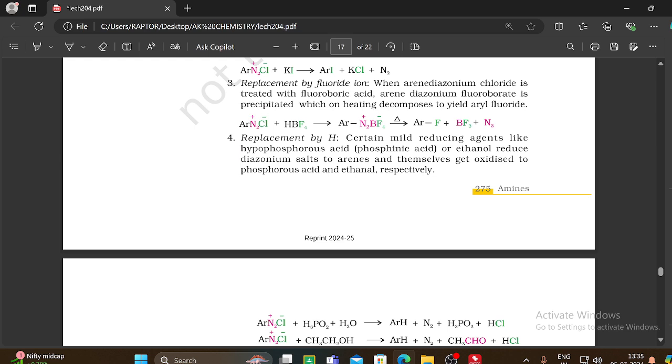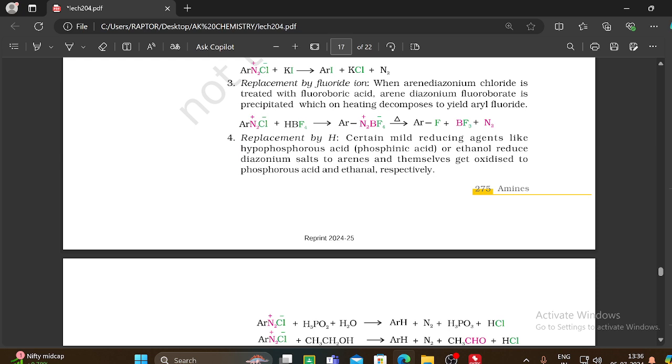Or else it may be in the alcohol chapter. See that? Yes, sir. Yes, okay, we'll see that. Next one is replacement by hydrogen.